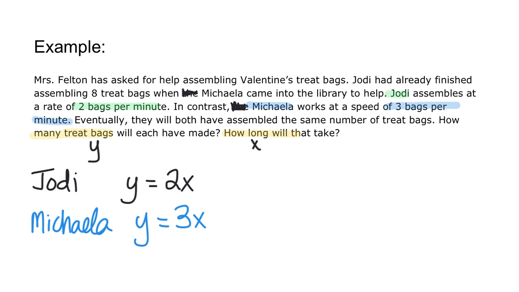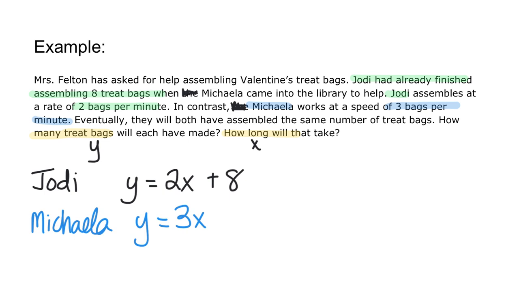If I graph these 2, I would end up with lines that cross in kind of a weird spot. We end up with lines that cross at 0, which doesn't make sense because obviously you're not making 0 bags. You're not going to spend time doing that. So the additional information they give us is that Jody already did 8. So in my equation for Jody, I need to make sure I represent that. Jody already finished 8, so that's her initial value. That's her y-intercept. She starts with 8.